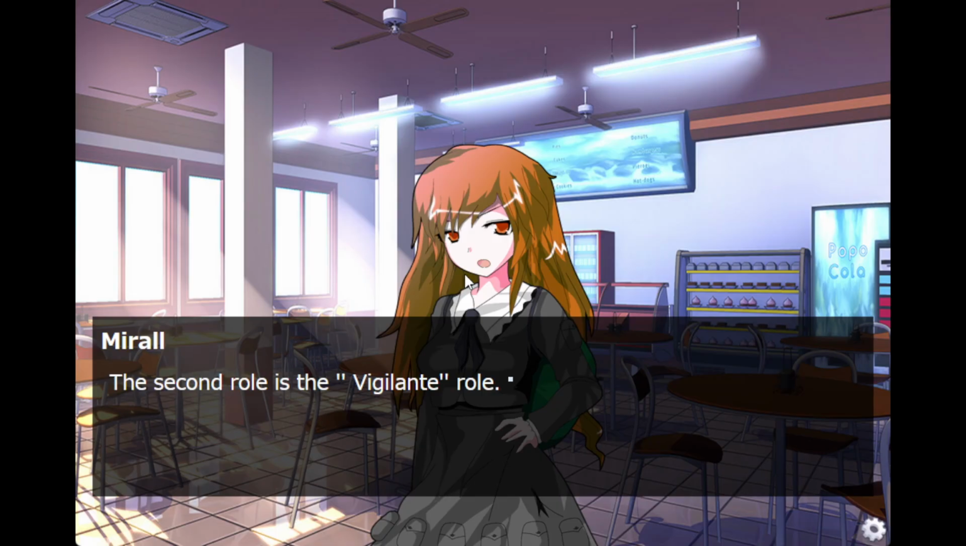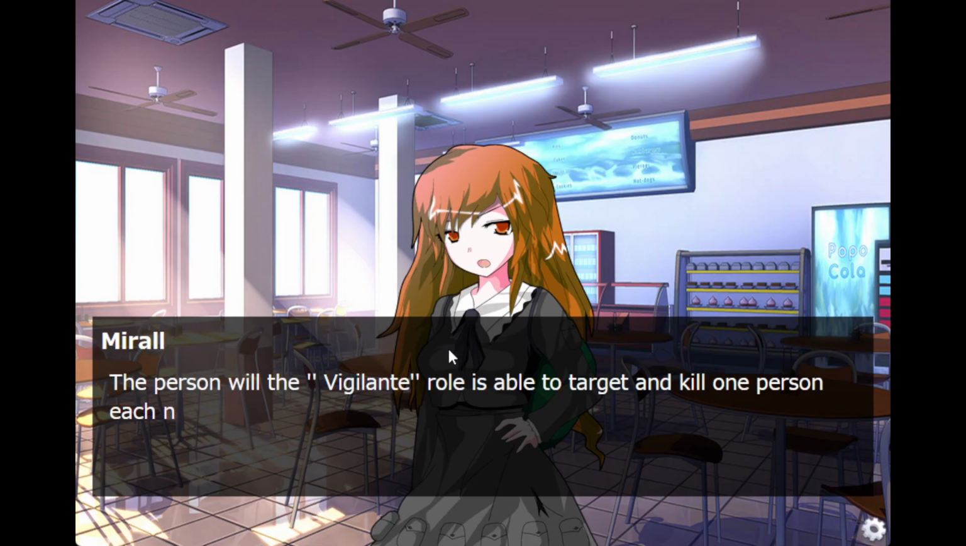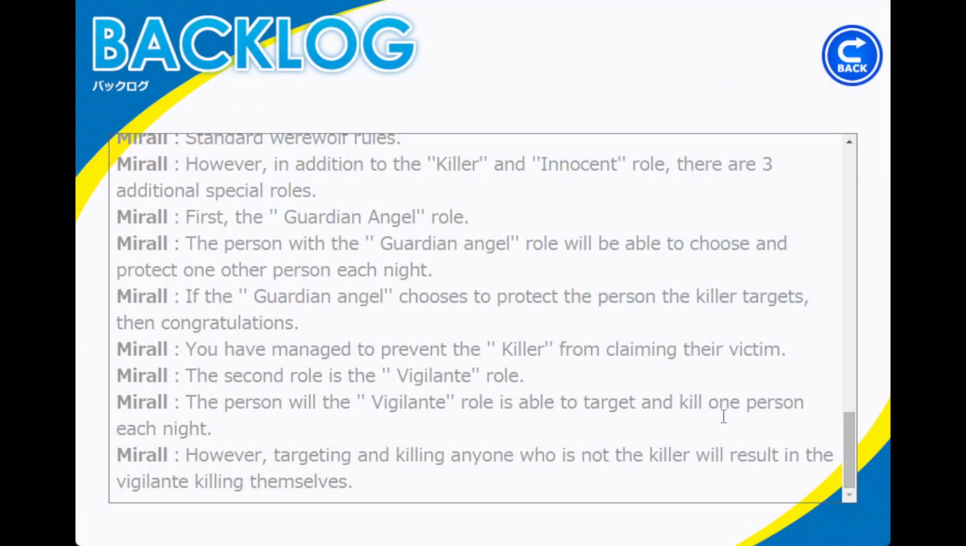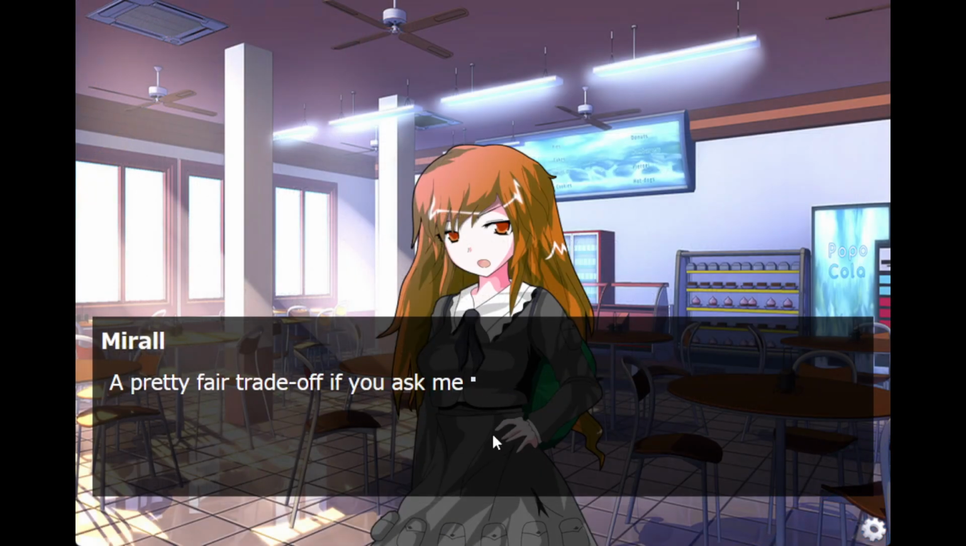The second role is the vigilante role. The person with the vigilante role is able to target and kill one person each night. However, targeting and killing anyone who is not the killer will result in the vigilante killing themselves. It's not clear whether or not the guardian angel could protect someone from the vigilante, by the way. That's not clear from these rules. A pretty fair trade-off if you ask me.